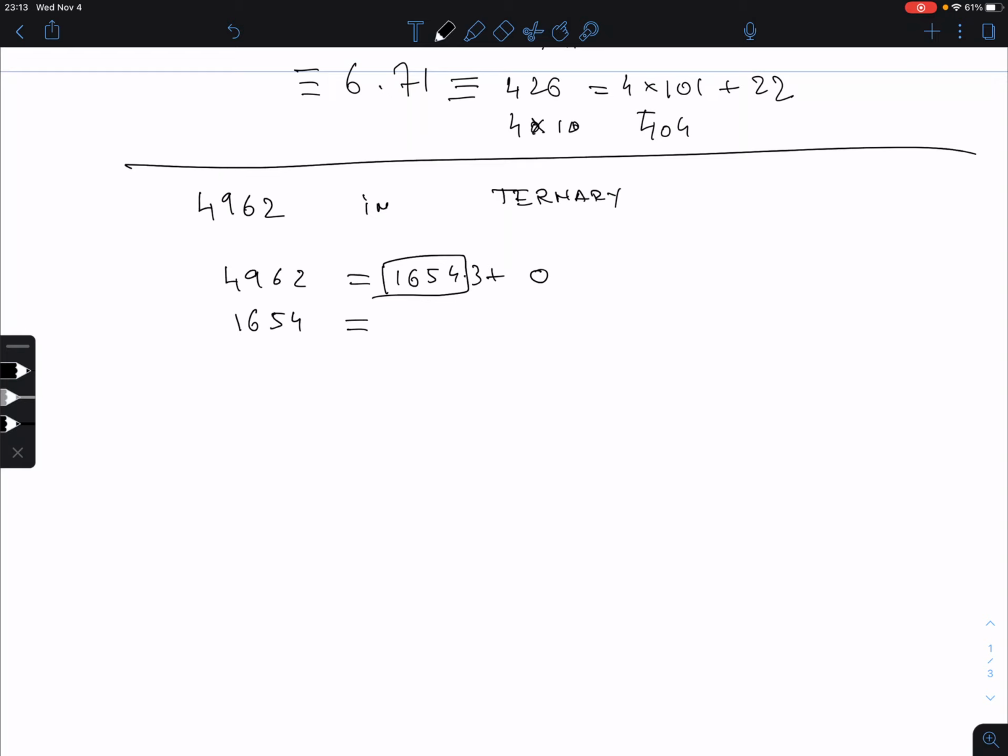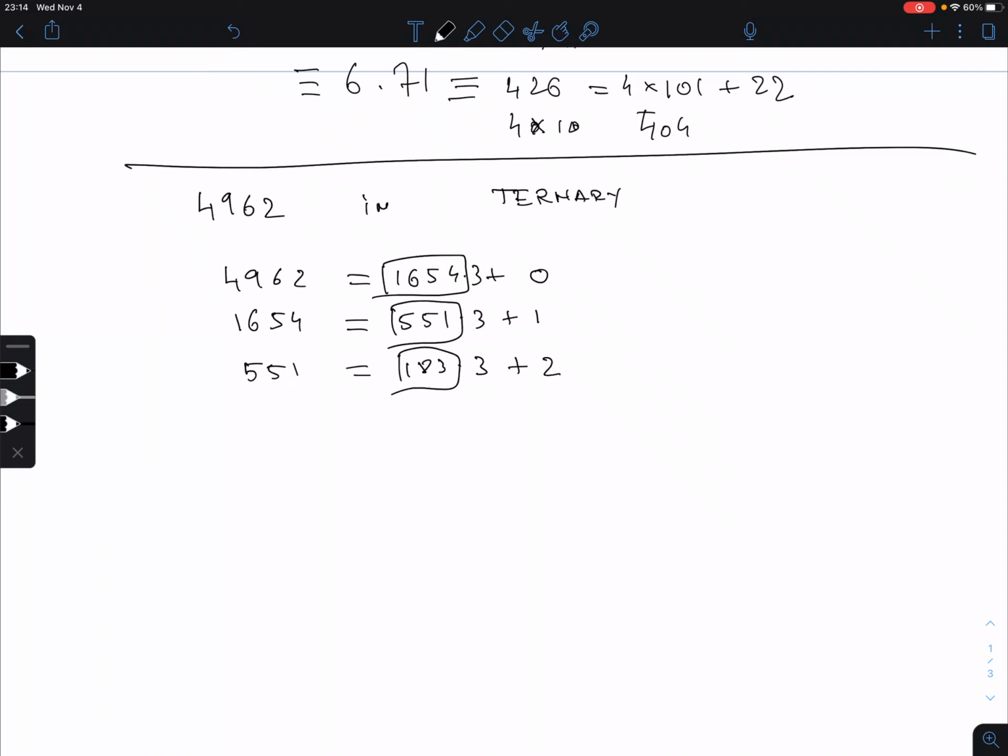So 1654 divided by 3 is 551 times 3 plus, and what's the remainder? 551 times 3 is 1653, so the remainder is 1. Then you take this number, 551, divided by 3, that is 183 times 3 plus, and what's the remainder? 183 times 3 is 549, so the remainder is 2.